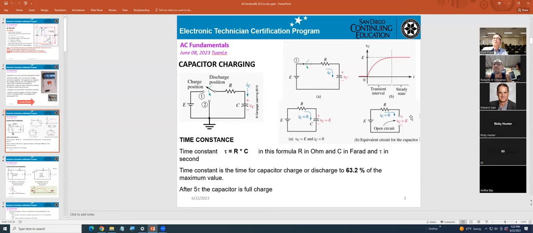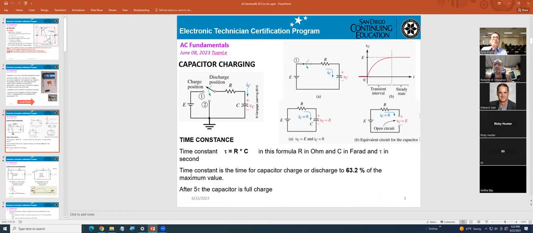Now we're talking about time constant. Tau equals R times C. That's the formula for what we call a time constant. In this formula, R is in ohms, C is in farads, and tau is in seconds.